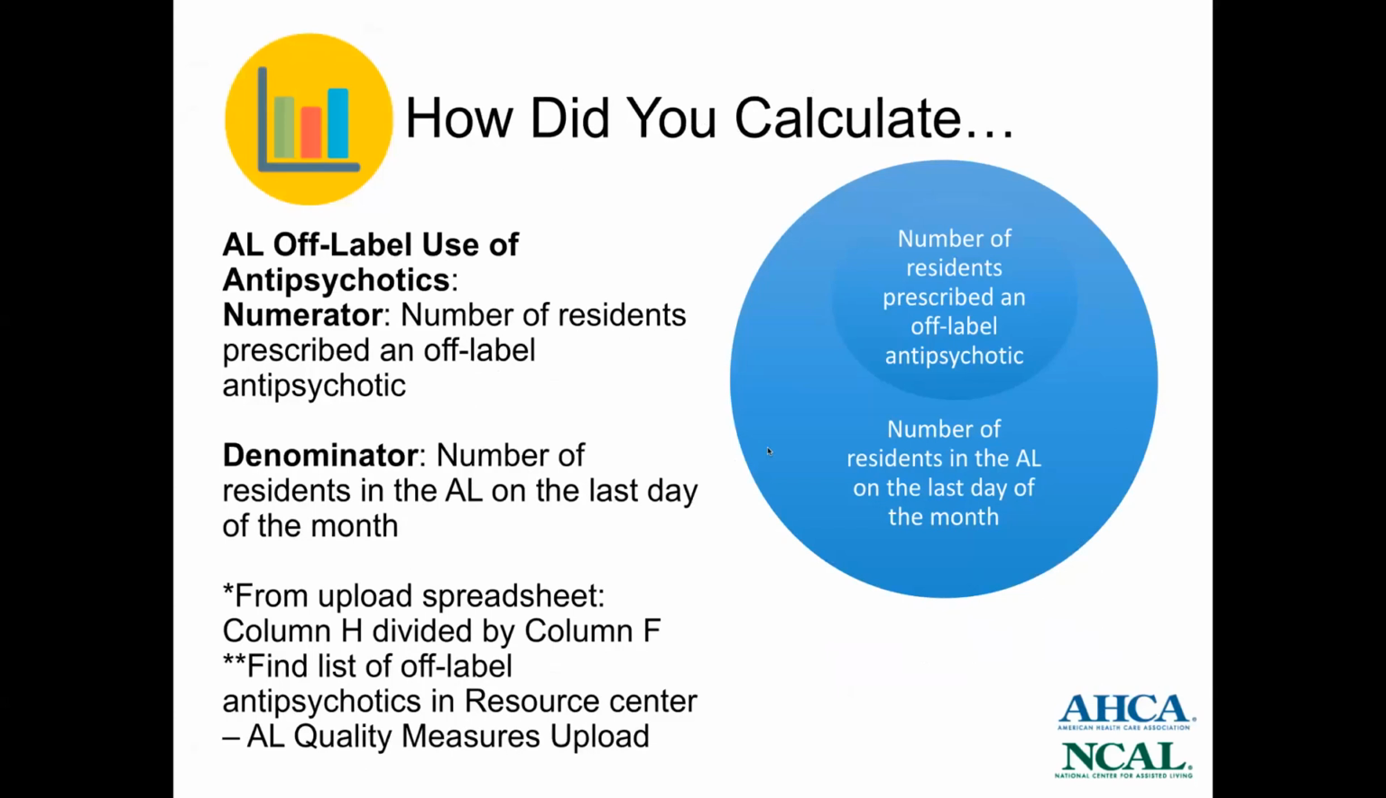For the numerator, we have the number of residents prescribed an off-label antipsychotic. The denominator is the number of residents in the AL on the last day of the month. And again, we walk you through this example on the upload sheet just below that.